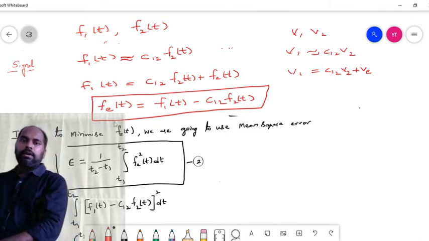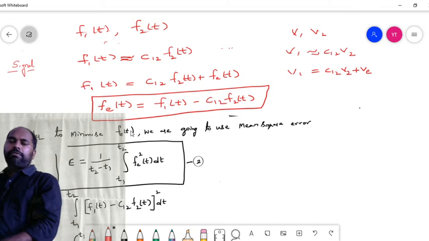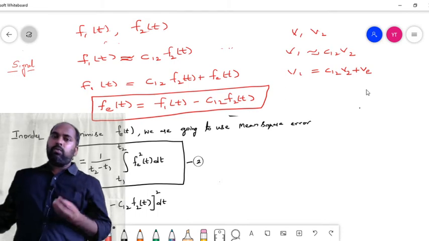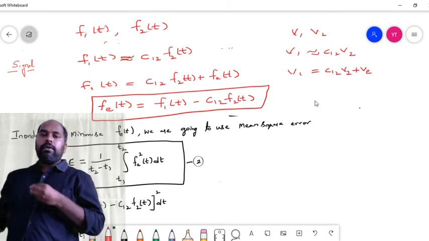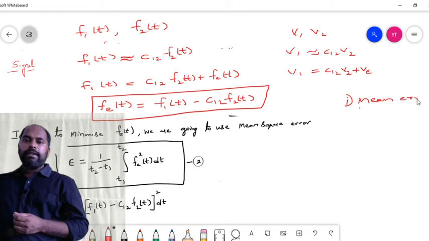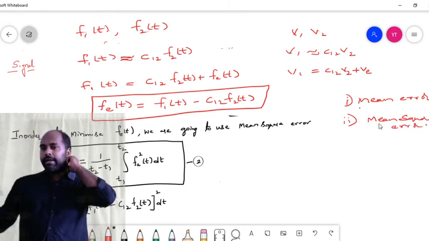In order to minimize fe of t, we are going to use the mean square error formula. First, let us discuss what mean square error is. In order to minimize error, we have two methods. The first method is called mean error. The second method is mean square error, the most effective method to find the error. Why are we not going to use mean error?